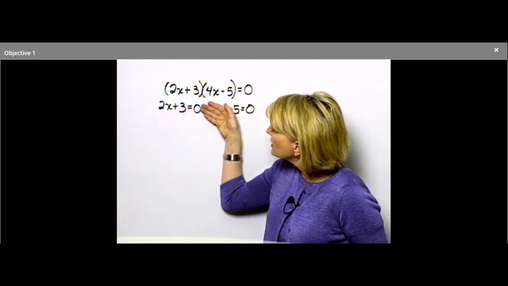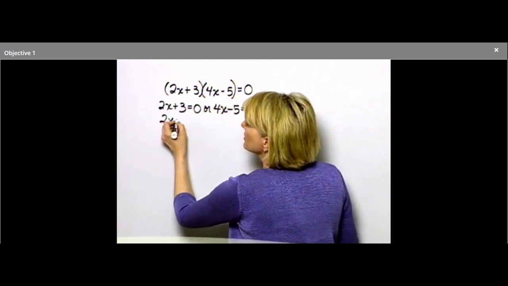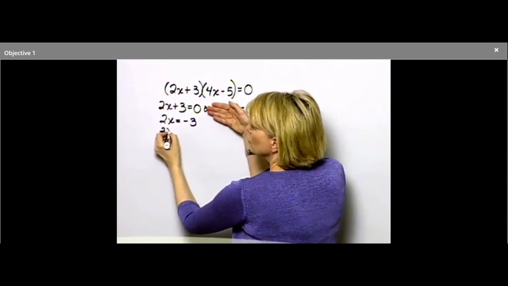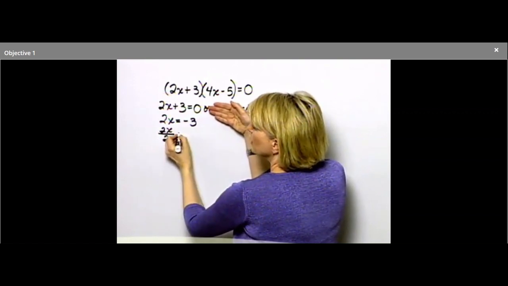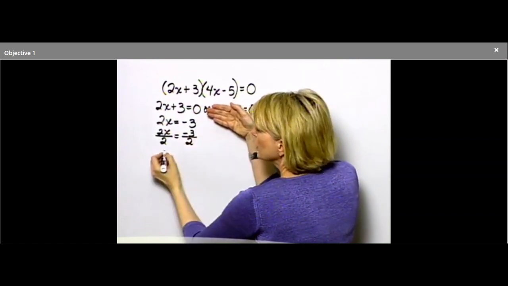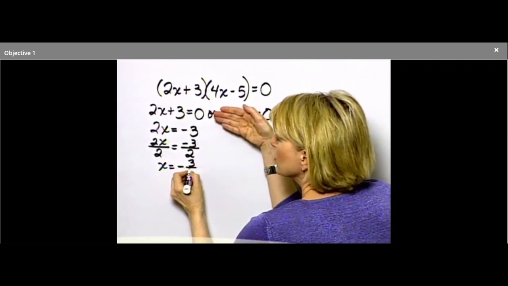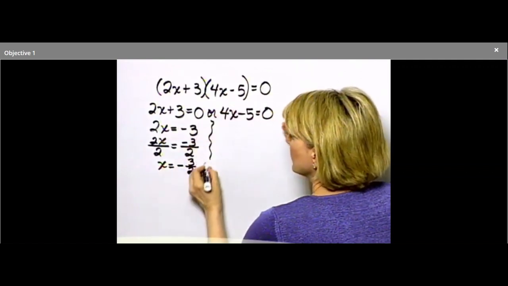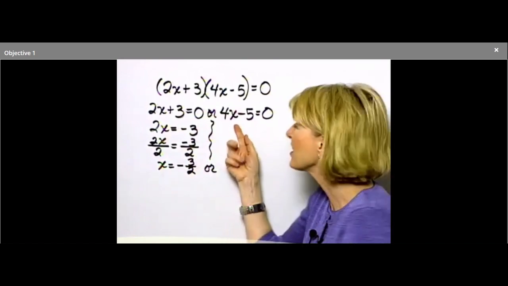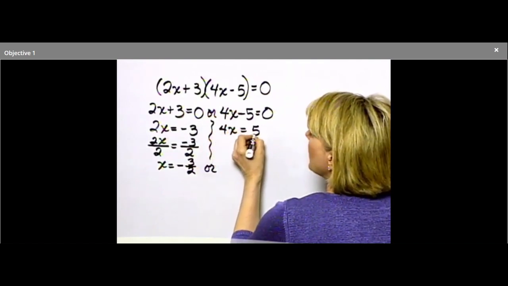How do I solve this equation? I'll subtract 3 from both sides, so I'll have 2x is equal to negative 3. And then I finish solving by dividing both sides by the coefficient of x, which is 2. And so I'll have that x is negative 3/2. And this is or. How do I solve this equation? I'll add 5 to both sides. So I'll have 4x is equal to 5.